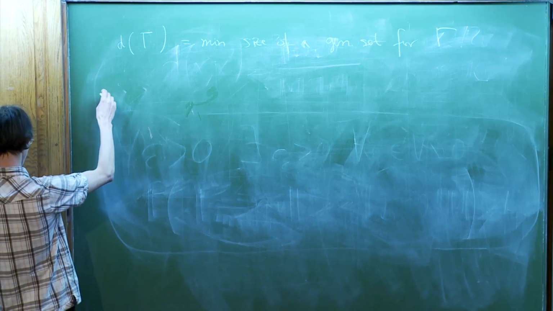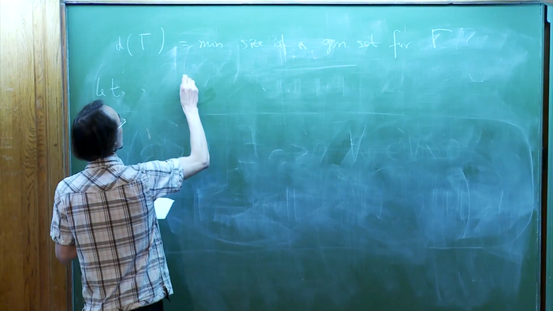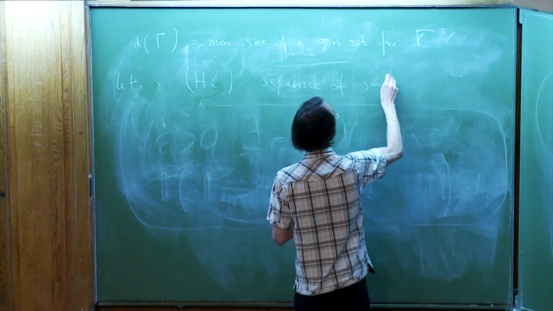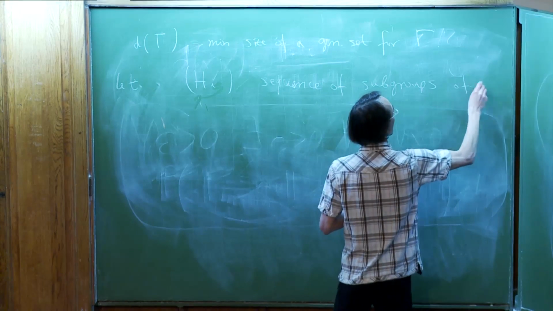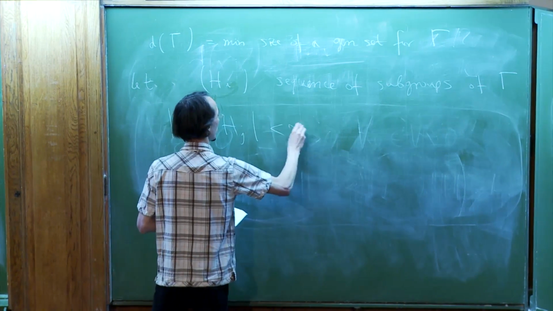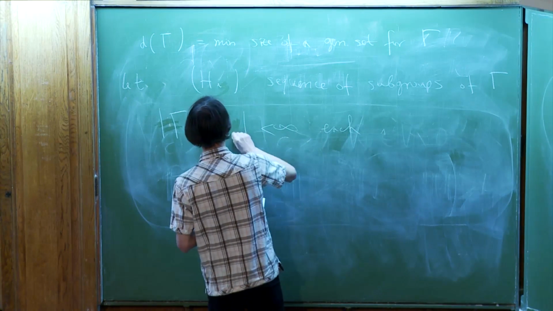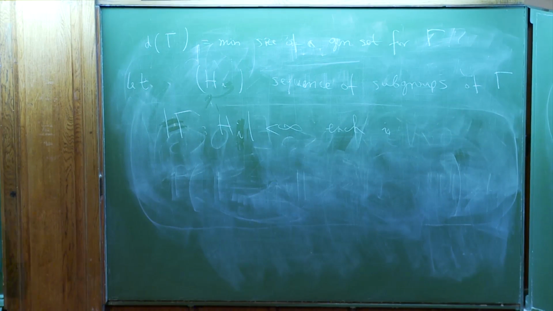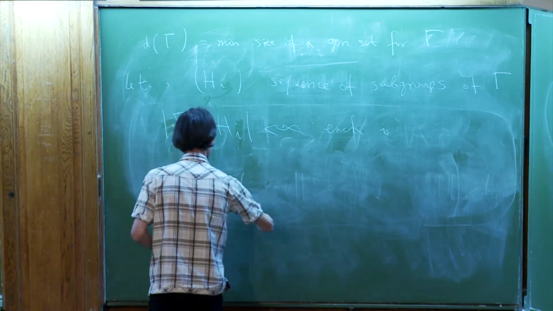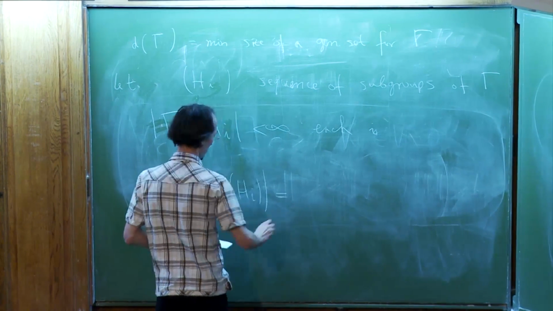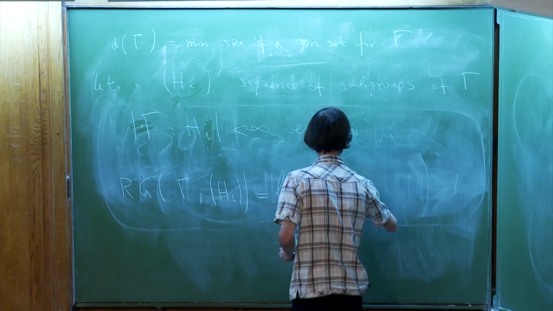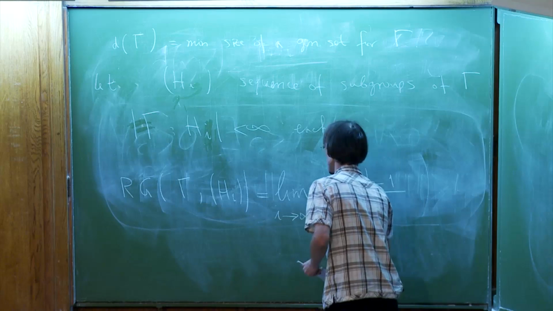And what is rank gradient? Suppose I take a sequence of subgroups of finite index, each of them H_i. And what is the rank gradient of gamma with respect to that sequence? Well, that is the limit, if it exists, of the number of generators of each term minus 1 divided by the index.